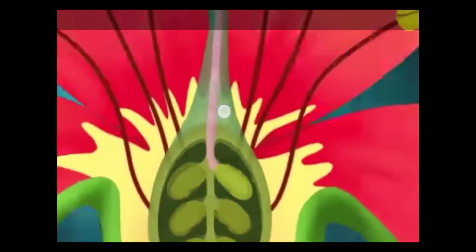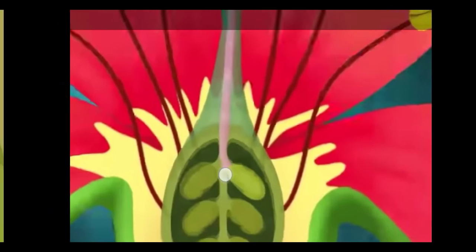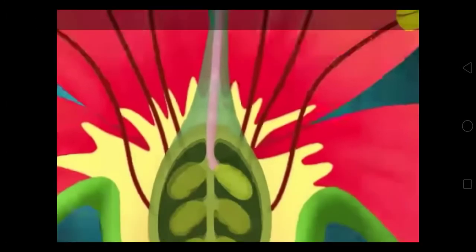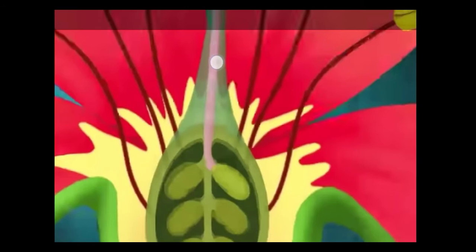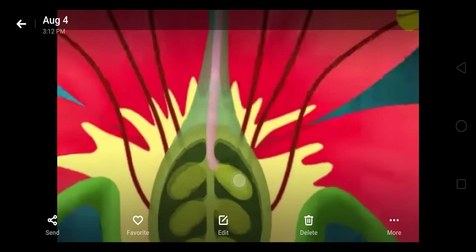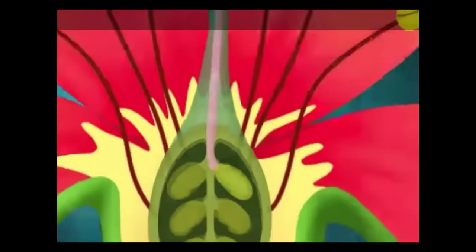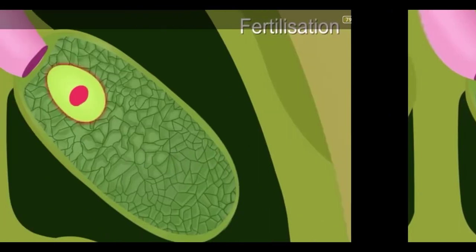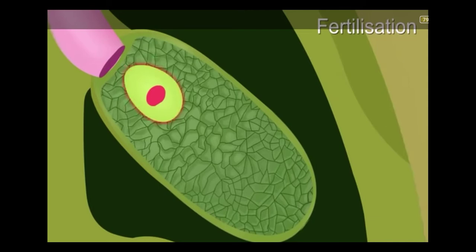Through the pollen tube, the pollen grains or the male gamete enter inside the ovule. And when this male gamete and the female gamete inside the ovule fuse with each other, the process is known as fertilization. Fertilization is the process of the fusion of the male and female reproductive parts of the plant, or the male and female gametes of the plant.